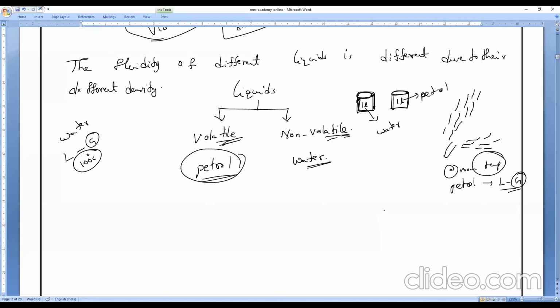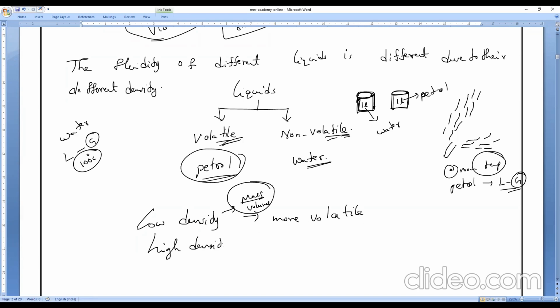Remember, generally liquids having high density are less volatile, and liquids having low density are more volatile. Yesterday I taught you the density formula. What is the density formula, Sanjay? Density is mass by volume. So, low density, more volatile. High density, less volatile. Clear? Understood or not?